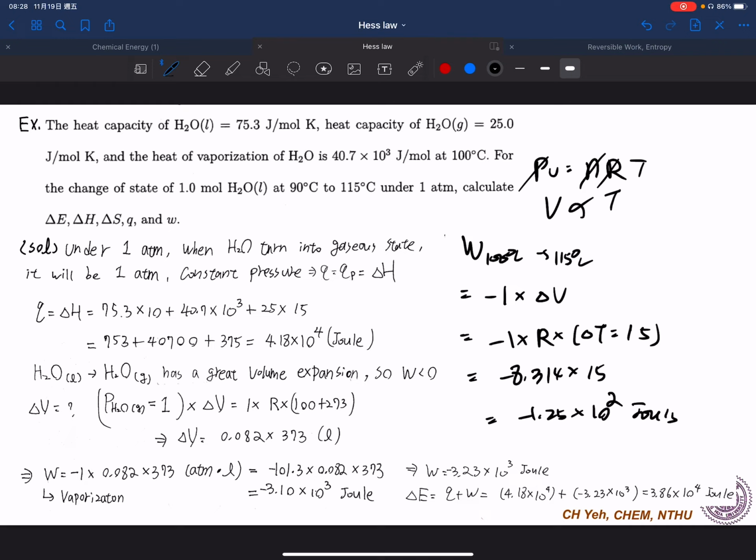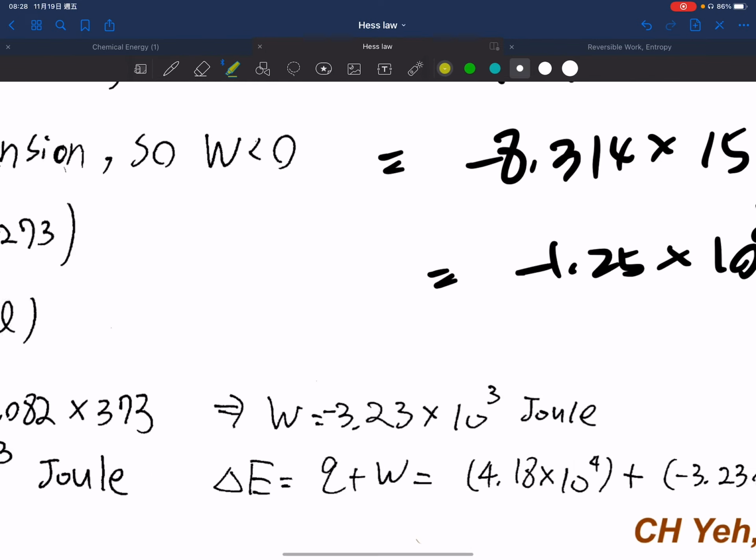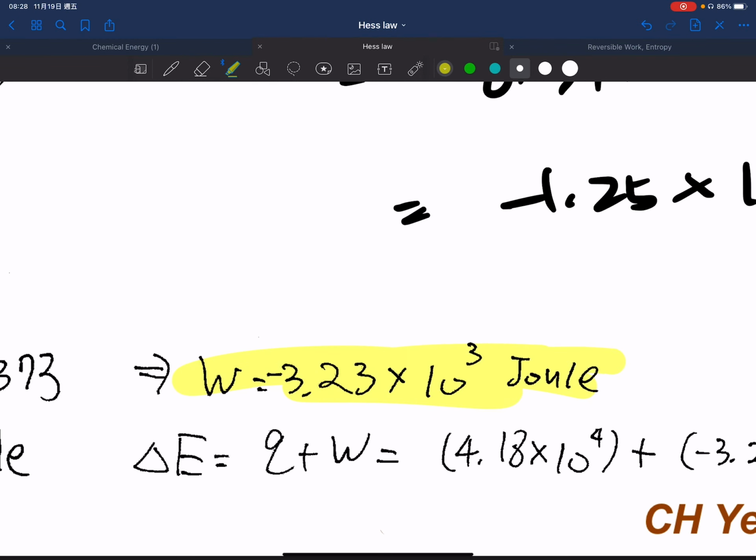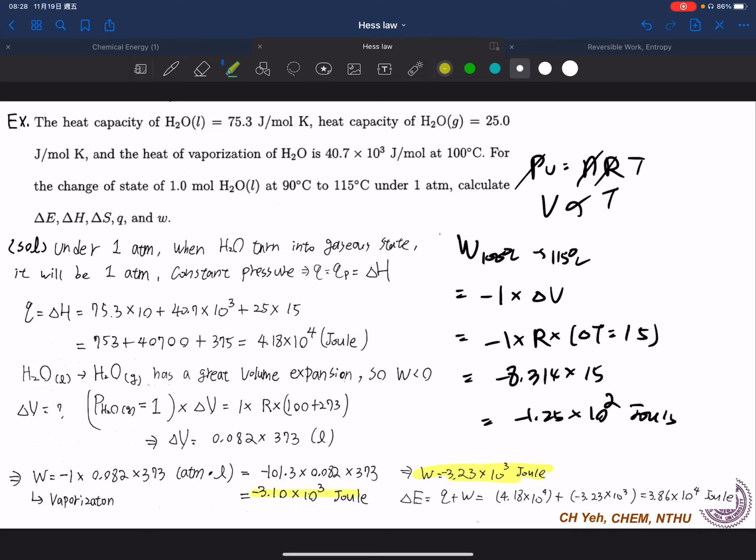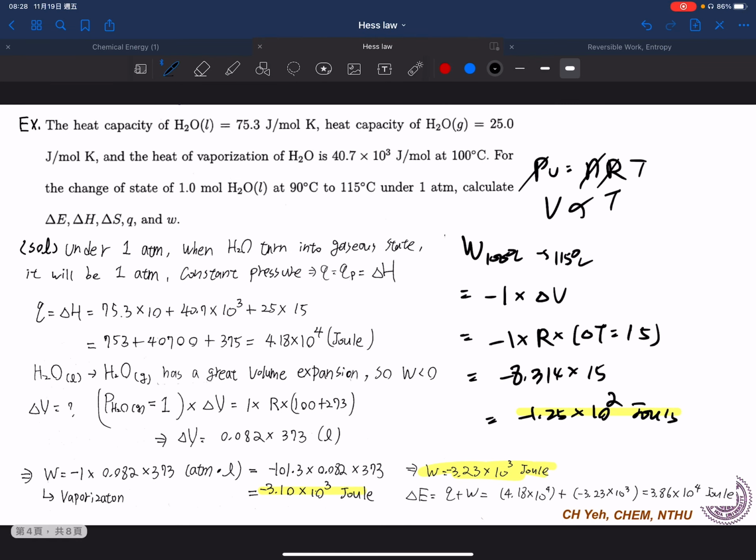Did I miss anything over here? Basically, the total working energy over here should equal this plus this. So we have calculated the whole process of work in energy change, which comes from the vaporization process and the expanding process over here.